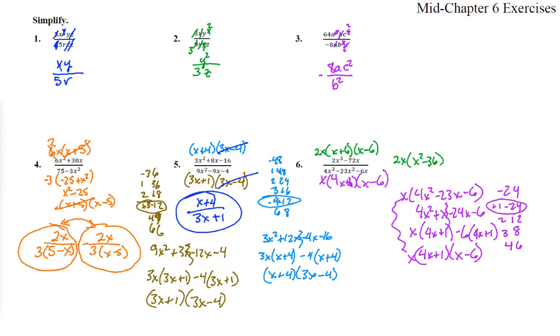And then can anything cancel? Well, we got the x minus 6 cancel. The x's divide out to 1. And we're left with 2 times x plus 6 over 4x plus 1, which is the solution to number 6.